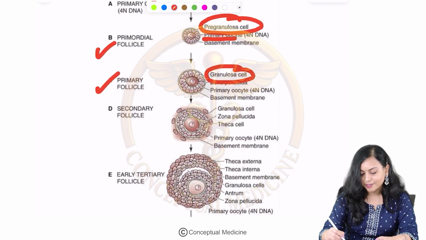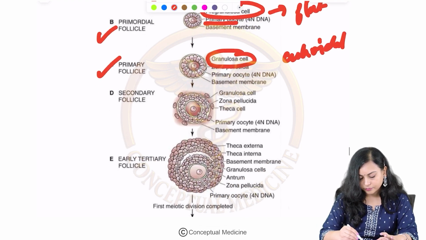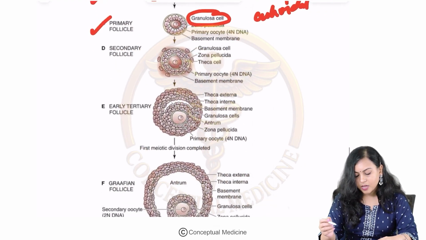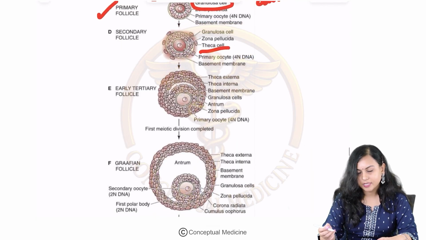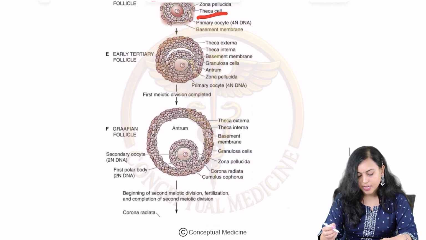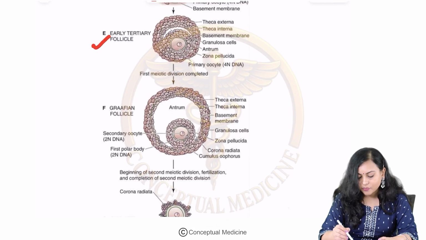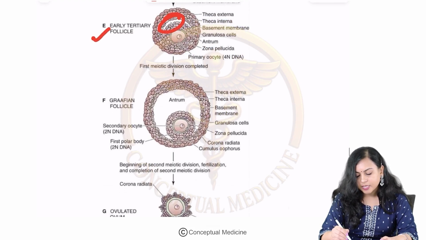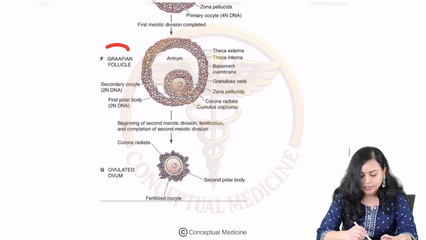The difference between these two follicles is that here the granulosa cells are flat, right? Whereas in a primary follicle, the granulosa cells become cuboidal. Then in the secondary follicle, there is formation of theca cells. Some of the granulosa cells in the outer region differentiate into theca cells. Then comes the early tertiary follicle or early antral follicle where there is formation of antrum. Antrum means the space. Can you see the space being formed, and the theca layer differentiates into theca interna and theca externa.